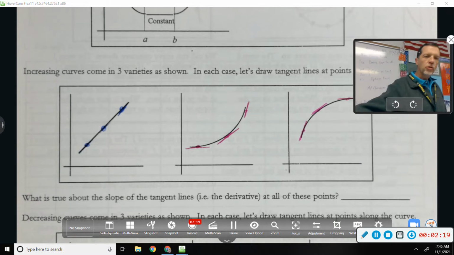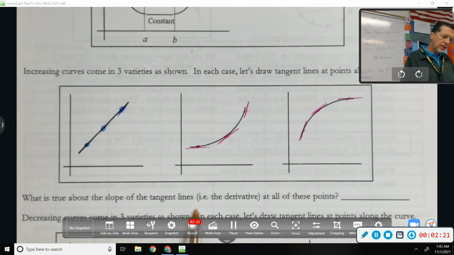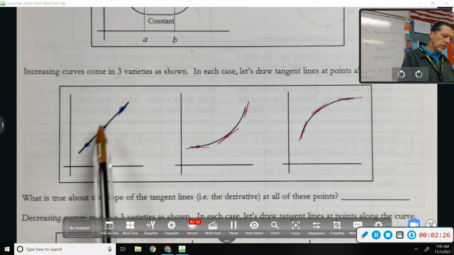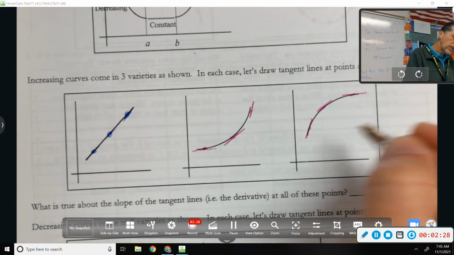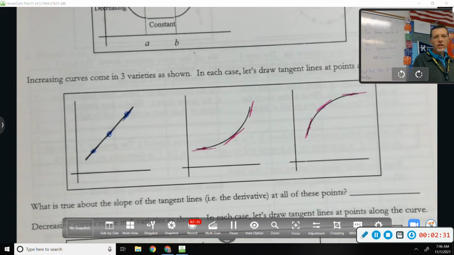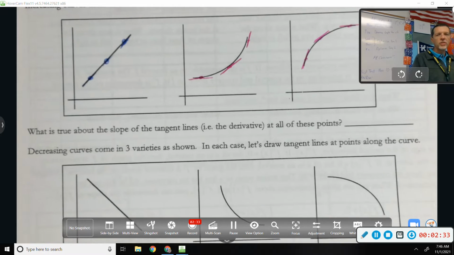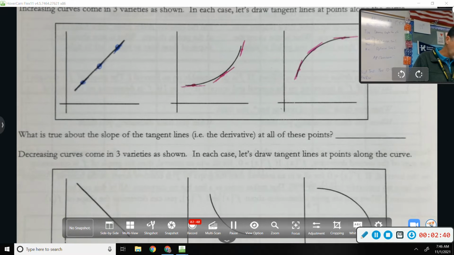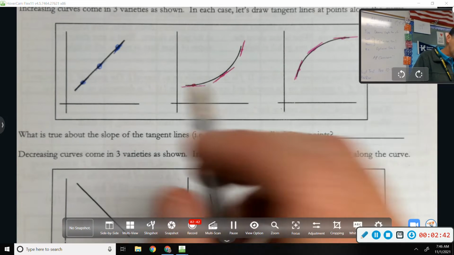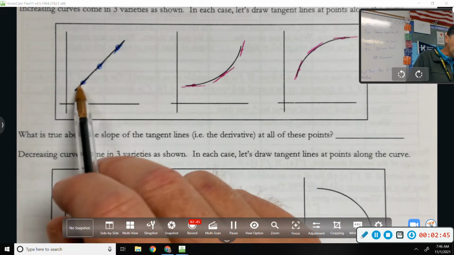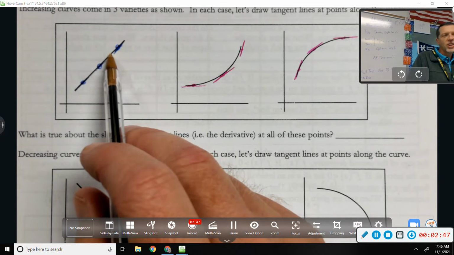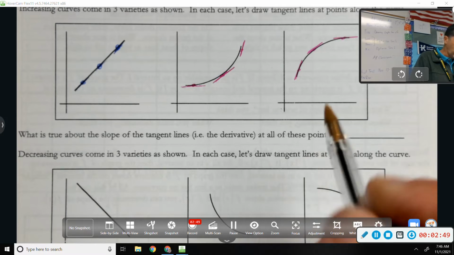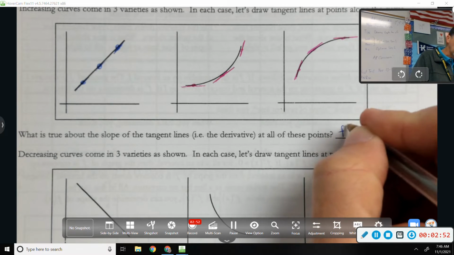What is true about the slope of the tangent lines at all of these points? So at all of those points, all 9 of those points that we drew tangent lines for, what's true about all of those slopes? They're not changing for this one. Those slopes aren't changing. I think this question is easier than you're trying to make it out to be.